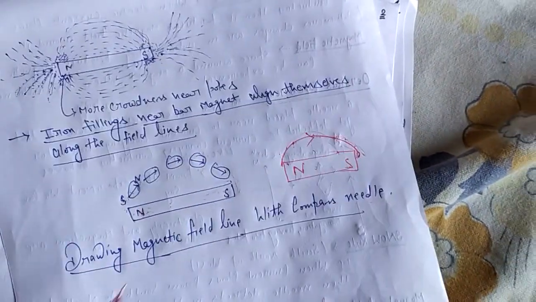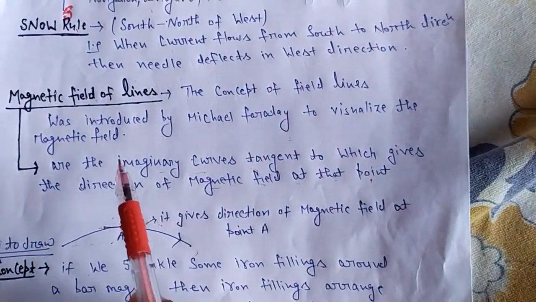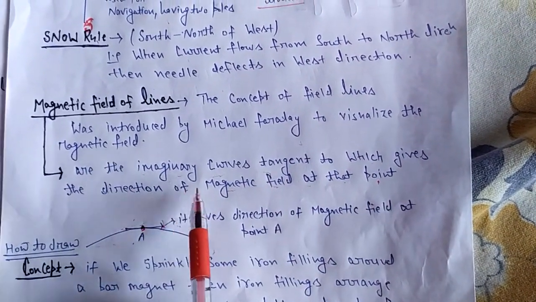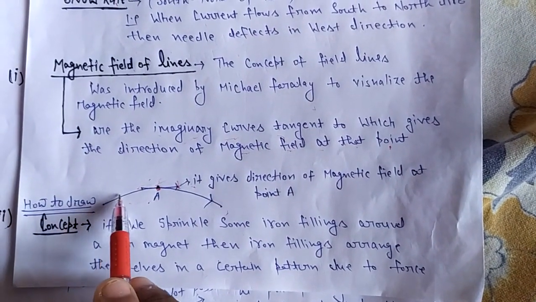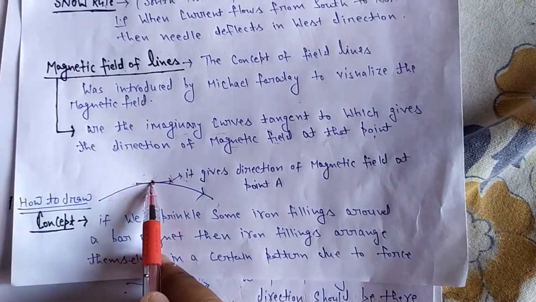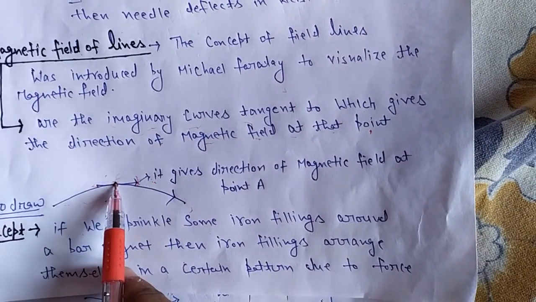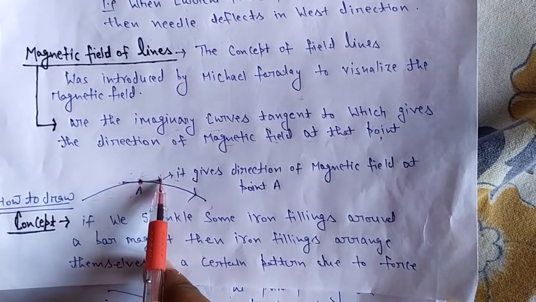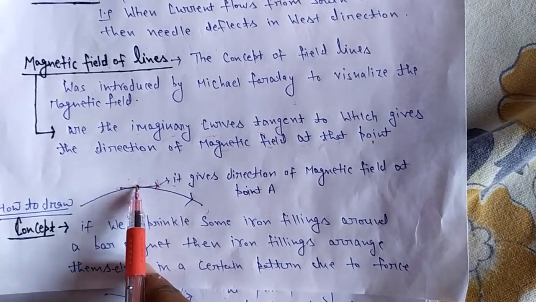Clear? Now we discuss what we mean by magnetic field lines. These are imaginary curves, the tangent to which gives the direction of the magnetic field at that point. What does it mean? For example, we have this curve, a magnetic field line around a bar magnet. If we take point A and want the direction of the magnetic field at this point, what do we have to do? We have to draw a tangent.